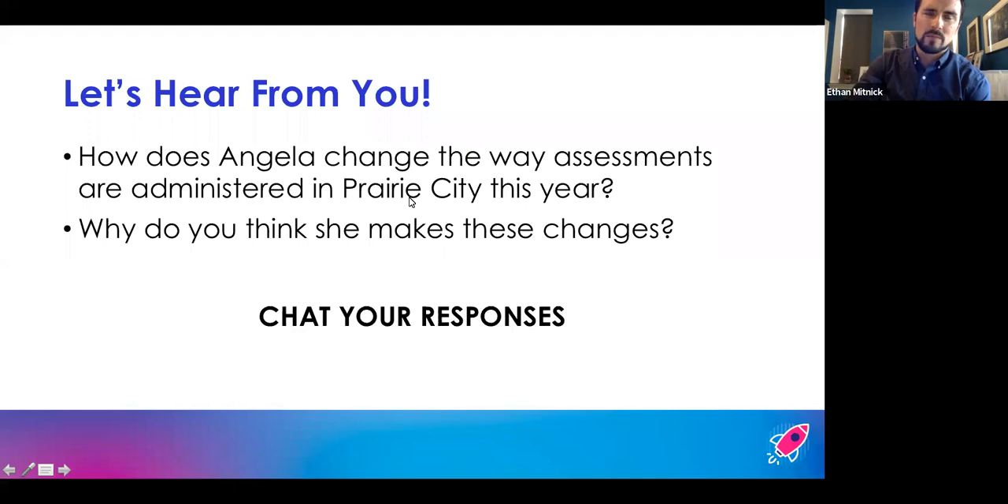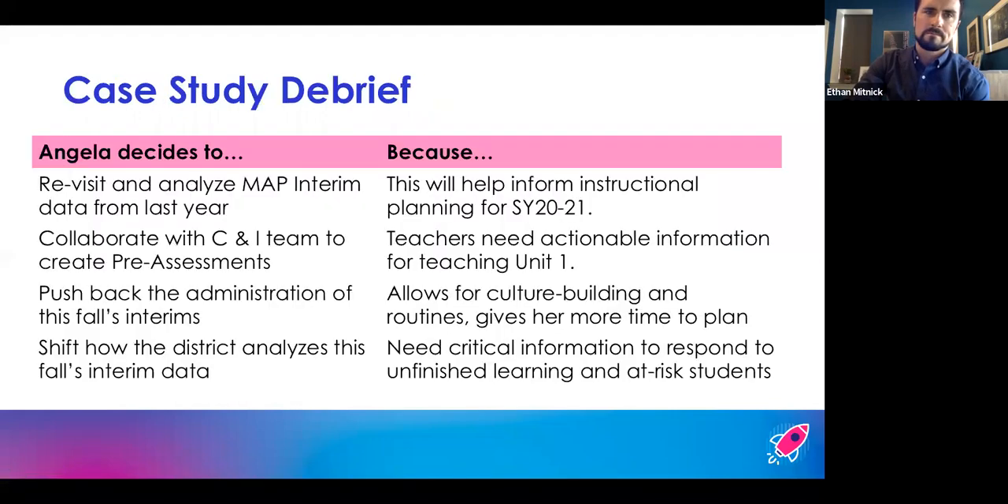Let's take a look at a couple that we want to call out specifically here. When we look at what Angela decided to do, she decided to actually spend some time looking at the most recent available data that the team had. And that was their winter MAP interim data from this past year. So she took some time over the summer to revisit and analyze that data to help inform instructional planning for this coming school year. Like we mentioned, she's collaborating with curriculum and instruction to create these pre-assessments to get teachers out of the gate strong, because what teachers need most here is actionable information for teaching Unit 1.